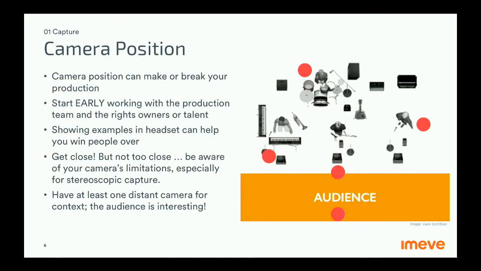Now, you do have to be aware that you don't get too close, especially if you're doing stereoscopic capture. Usually you need to stay at least 1.5 meters away from your subject. I've seen people mounting cameras on the DJ stand or something like that where it's just too close, and it makes for really weird stereoscopy.